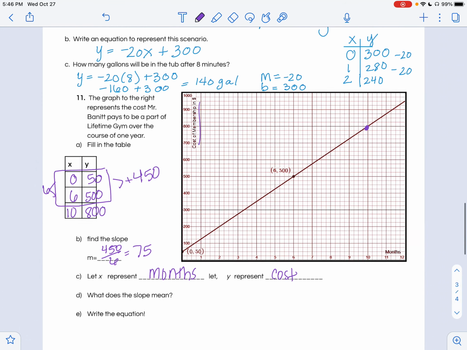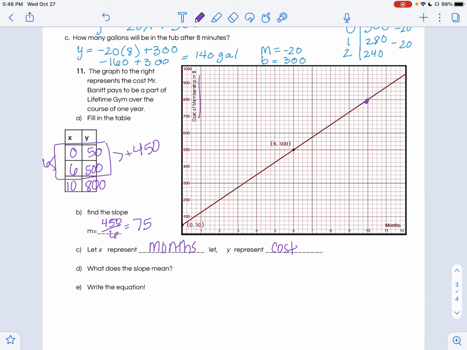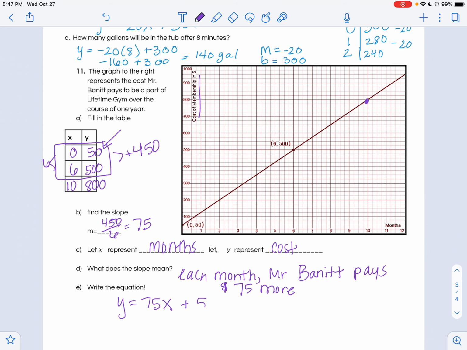What does the slope mean? Remember, it means that each month, so we're going to say 1x, each 1 month, Mr. Bannett, and I always spell his name wrong, 1 N, 2 T's, Mr. Bannett pays how much more? Well, our slope is $75 more. And I can find my equation. I have b right here in my table. y equals 75x plus 50.